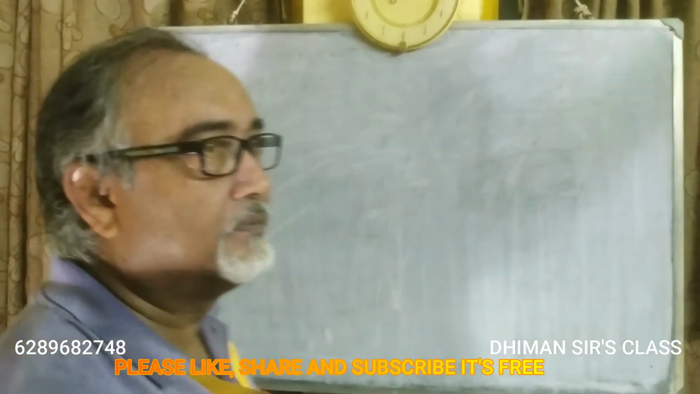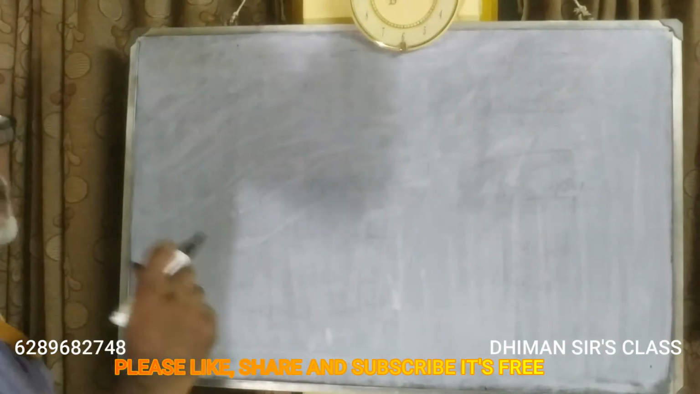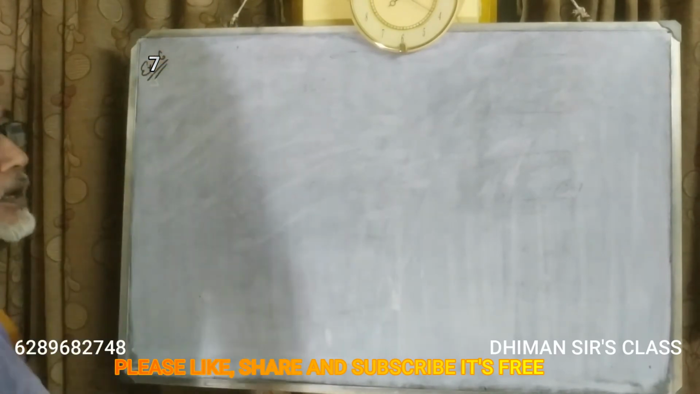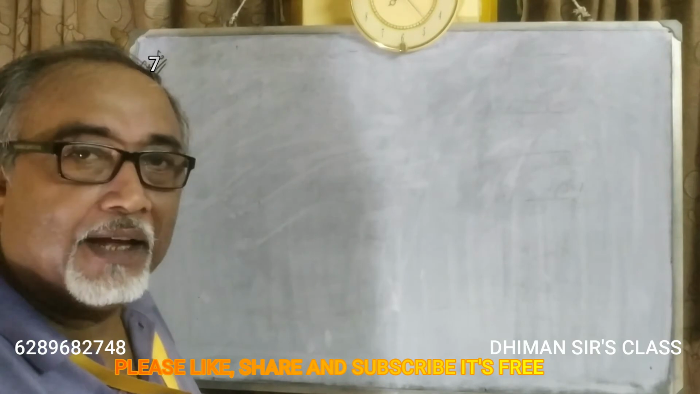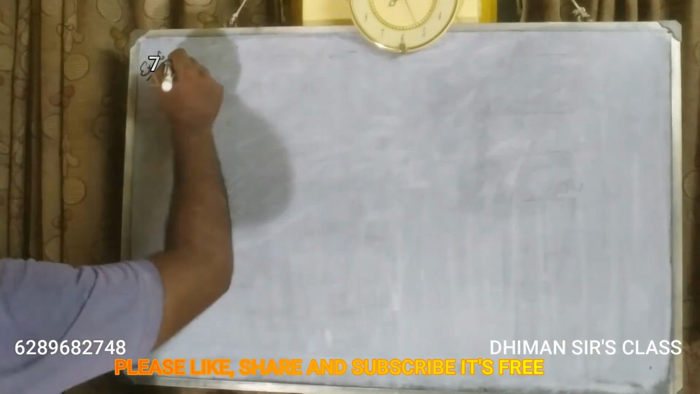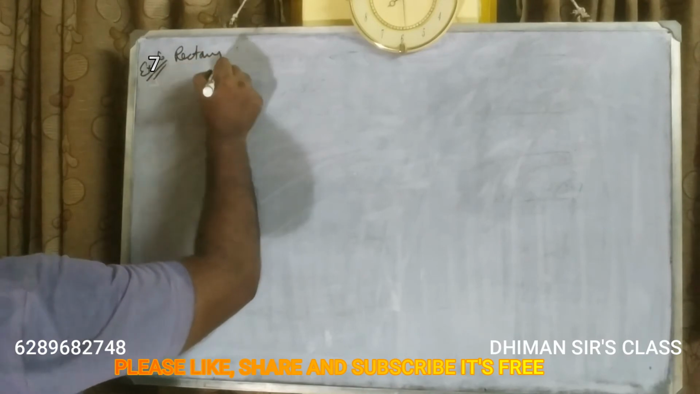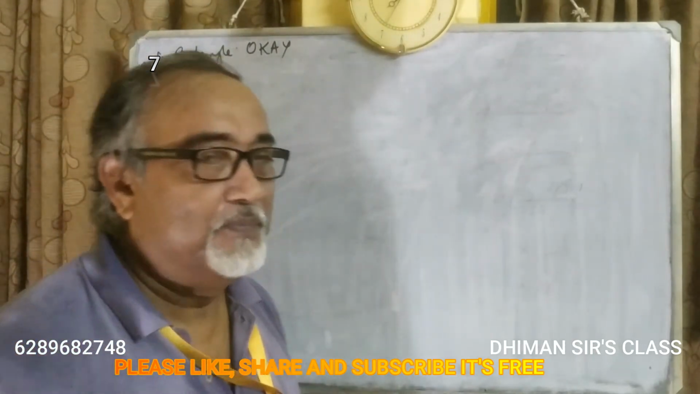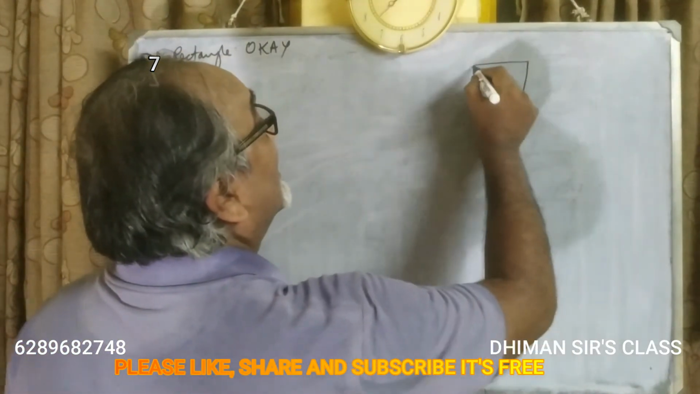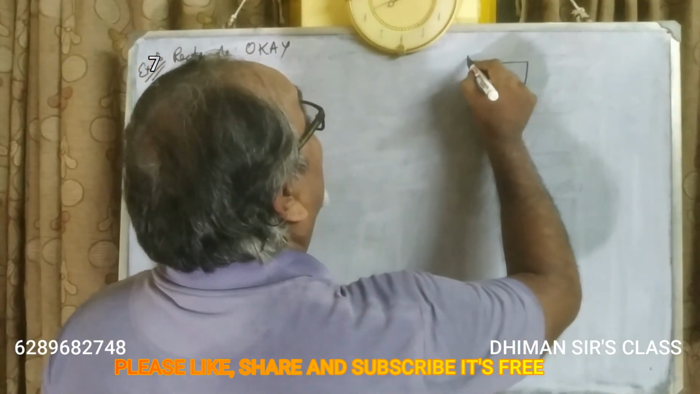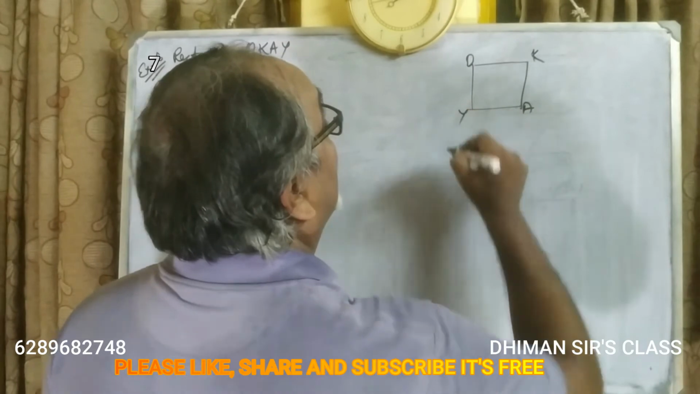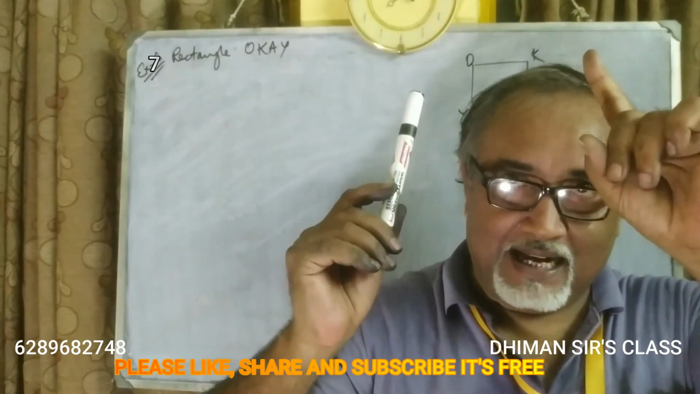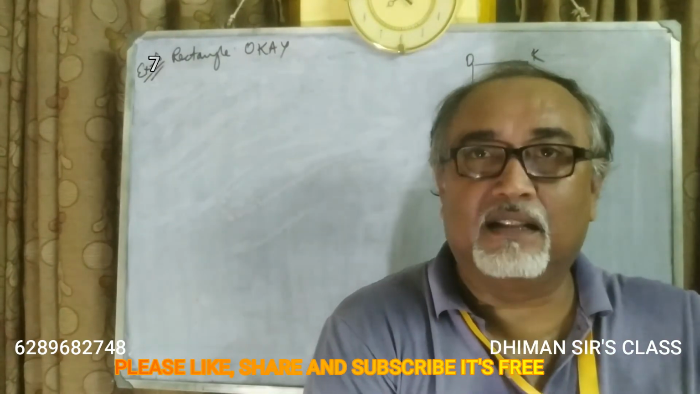Okay, students. Now example. Example 7. Okay? Chalo. Rectangle. Okay? Chalo. So, let us draw it. Rectangle. Now, before we start, let us recap the properties of rectangle, the important properties which will be applicable here in this construction.